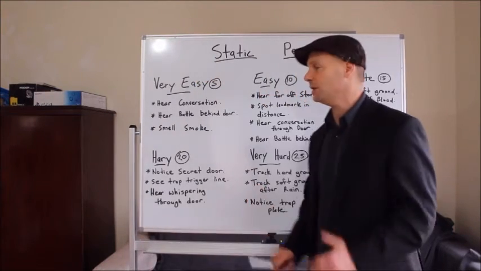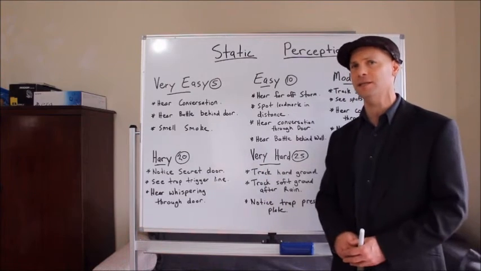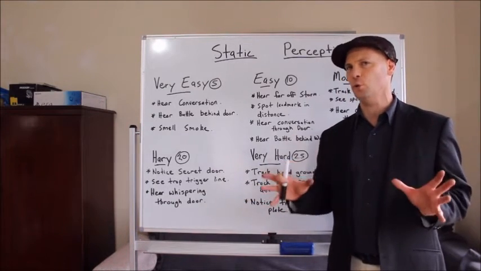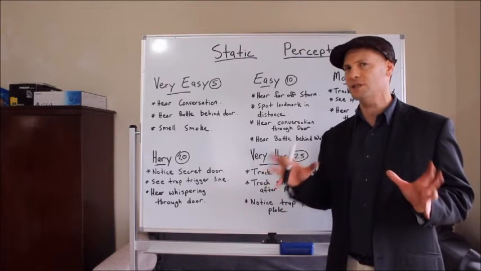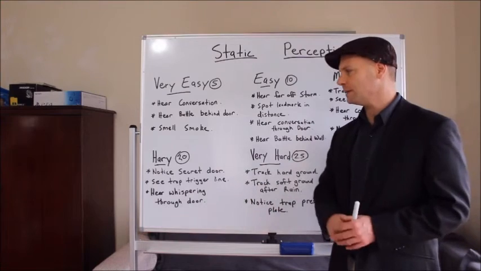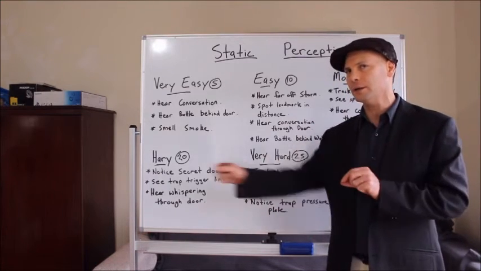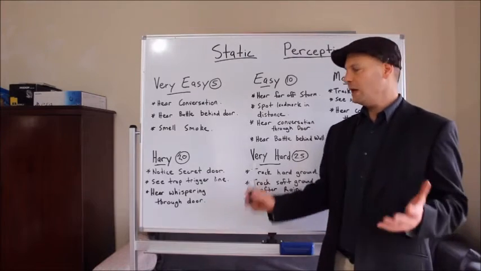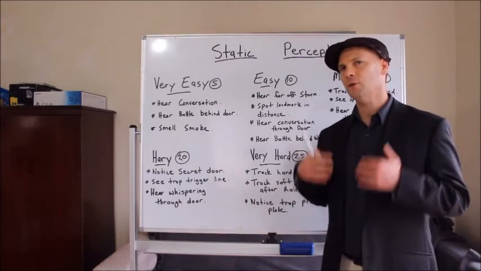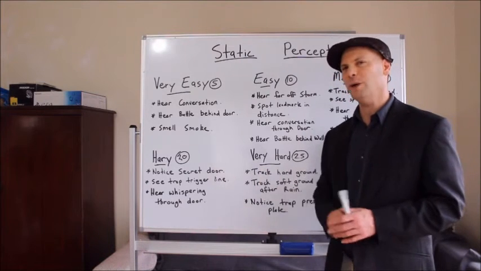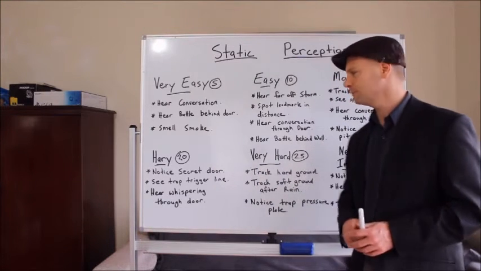Now for the hard checks, a hard check is a DC 20, and that would be something like noticing a secret door. I would say detecting secret doors would be a DC 20 plus. Something like seeing a trap trigger line, that little line that you can trip over. Or hearing a whispered conversation through a door would be a 20 for your perception check.